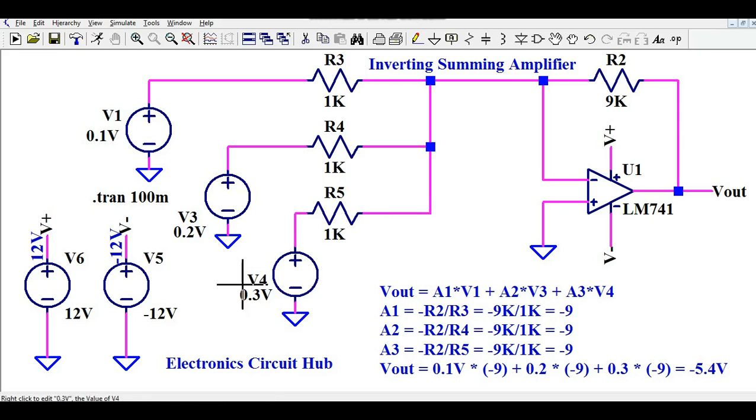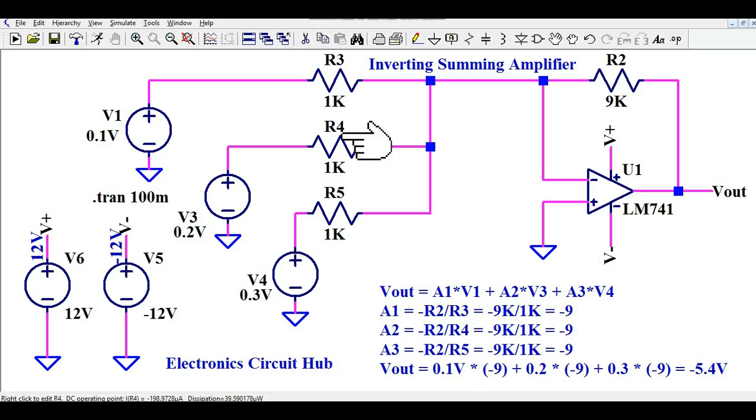Okay, so why have I given the negative supply here? The reason is that if you don't connect your op-amp with a negative supply, your output will not come negative, so your output will be wrong. So it's better to give both positive and negative supply to this kind of op-amp if you are dealing with an inverting amplifier, right? All right, so this is the theoretical analysis of this inverting summing amplifier.